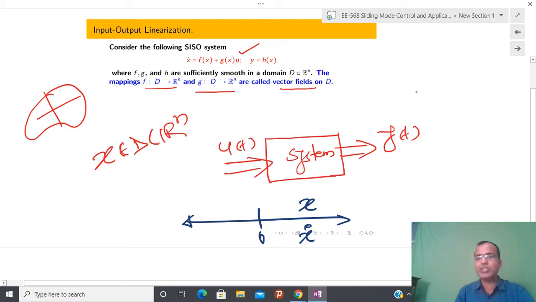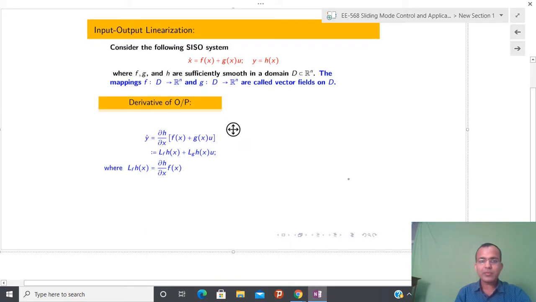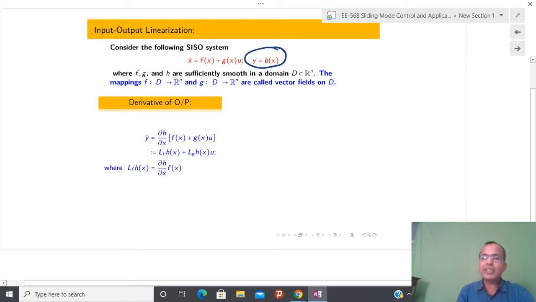So whatever terminology is useful, I am just going to give you the intuition of that terminology. Now let us try to see this. Suppose I have an output, and in order to make sure that with respect to the output something is feedback linearizable, I have to make sure that it is differentiable, because now what I am going to do is express this system.